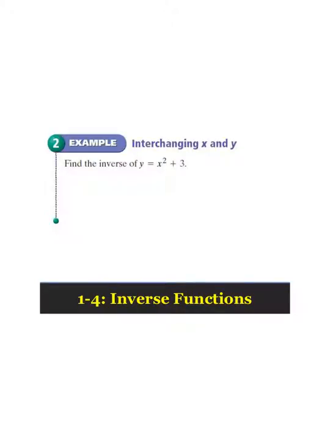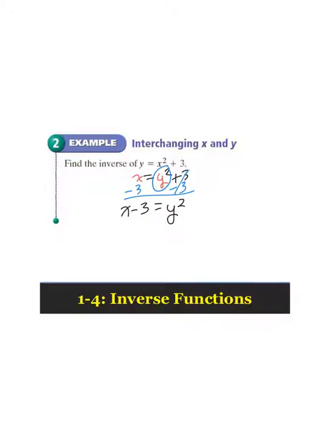So find the inverse of y equals x squared plus 3. We're going to start by swapping our x and our y to get x equals y squared plus 3. If I want to solve for y, I've got to get the y term by itself, so subtract 3. I get x minus 3 is equal to y squared.